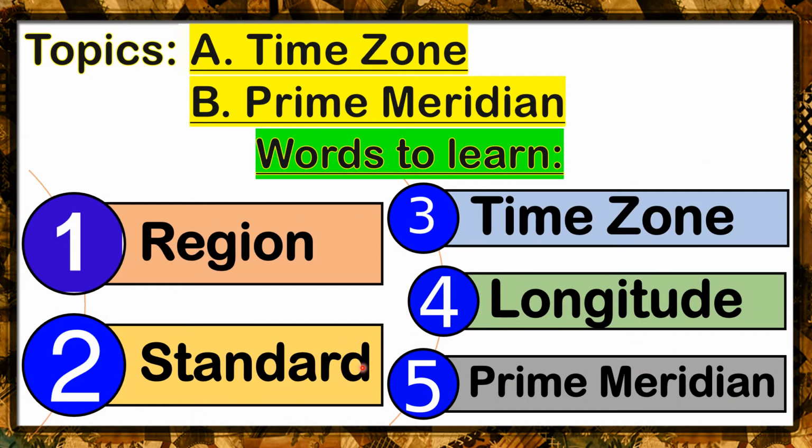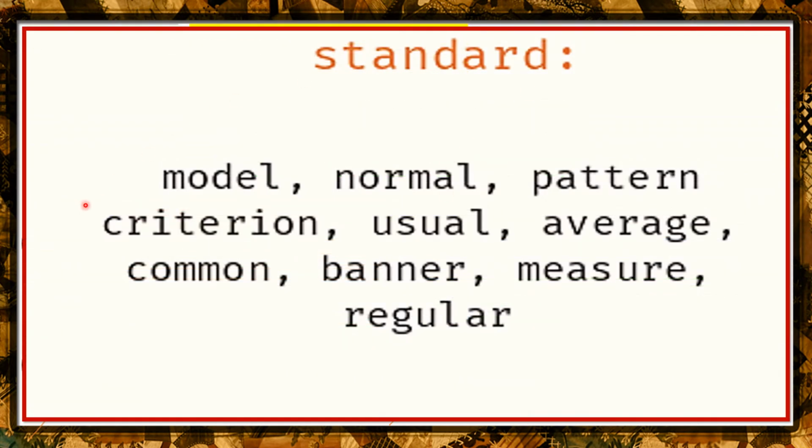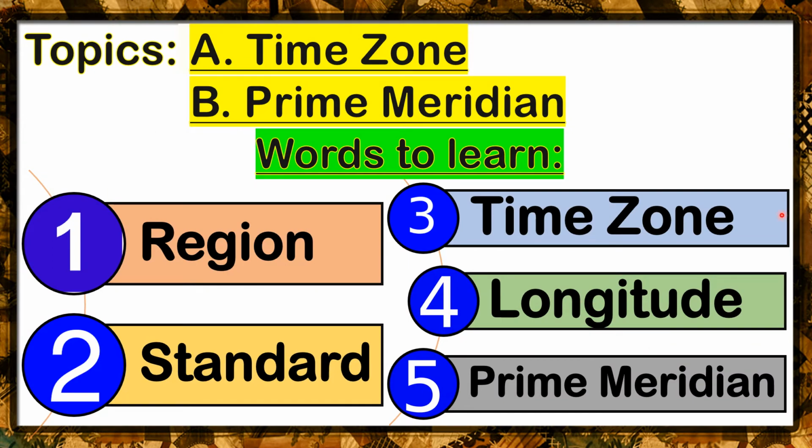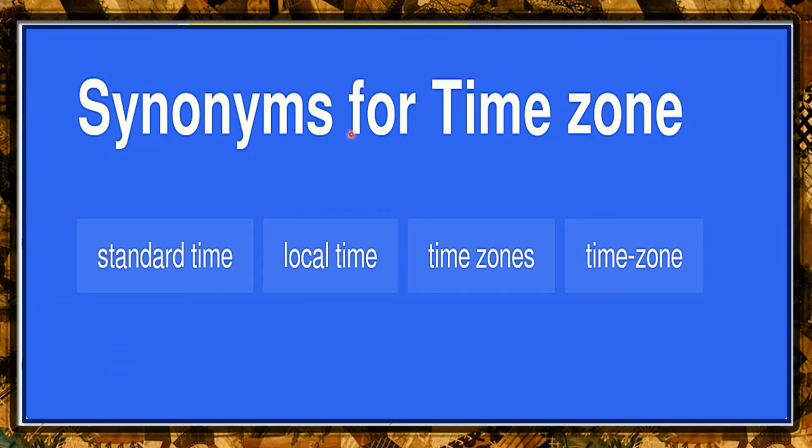The second word is standard. What is standard? It means model, normal, pattern, criterion, usual, average, common, banner, measure, and regular. So when we say standard, it means normal, average, or regular. Next, the third word is time zone. Time zone means standard time or local time. So remember class that each country has different time zones. Of course there are countries that have the same time zone, but mostly the time zone is different.